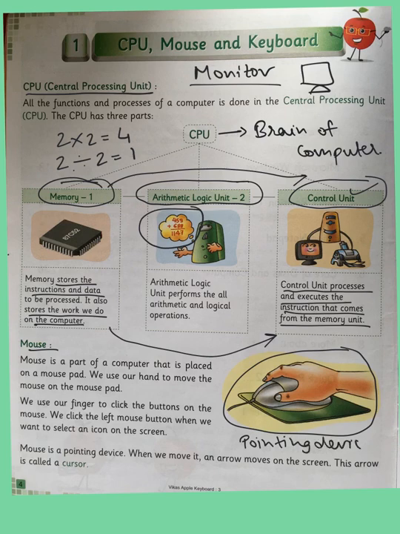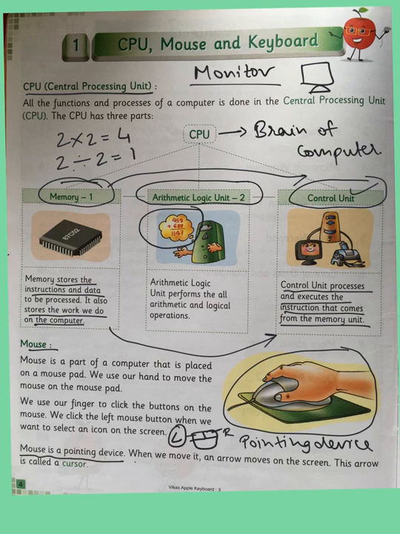As we can see on the next page in a short while, how it actually looks on the screen. So we use our finger to click the buttons on the mouse. We click the left mouse button when we want to select an icon on the screen. So like this, you have a mouse and it has two buttons. This is the right button and this is the left button. So if you want to select anything on the screen, we click on the left button.